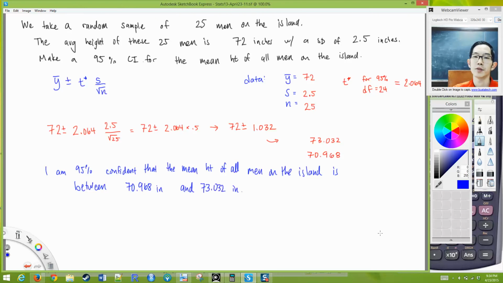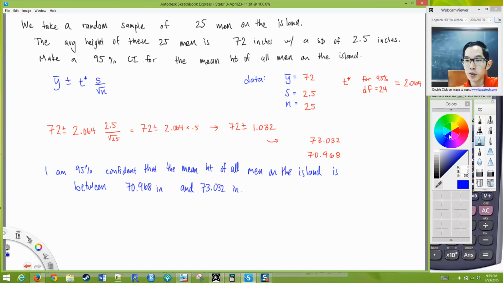All right, so we went ahead and worked through it. This is our equation for a confidence interval. Our data says that the mean of our sample is 72, the standard deviation of our sample is 2.5, the size of our sample is 25 men. We will have n minus 1, or 24, degrees of freedom, and we're making a 95% confidence interval. So the t-star that we use, looking that up in the table, is 2.064.